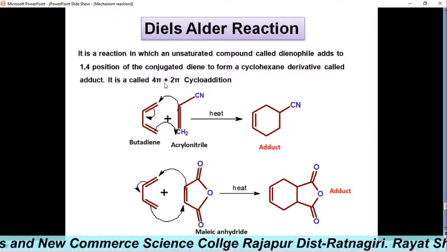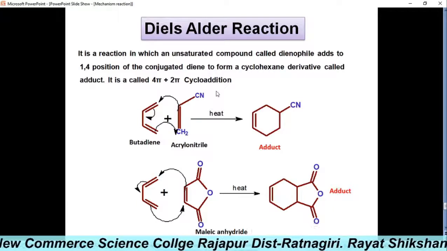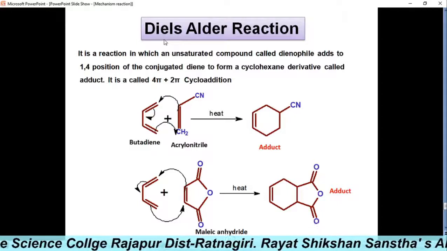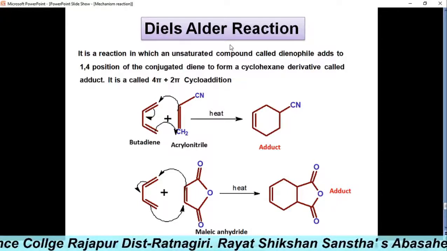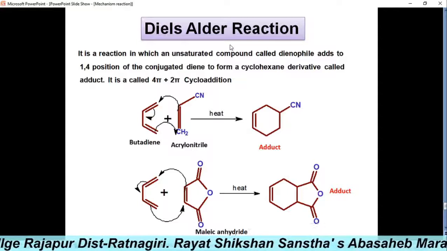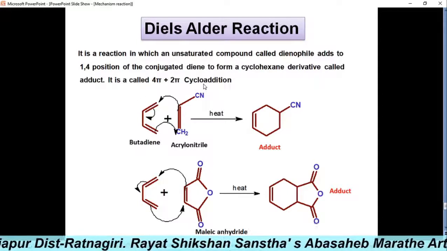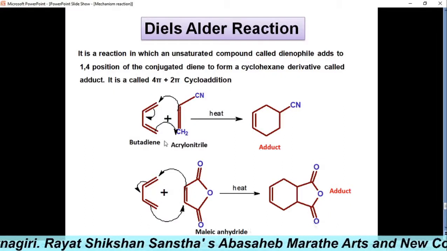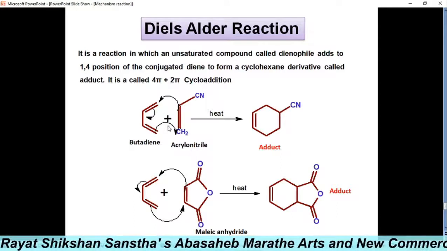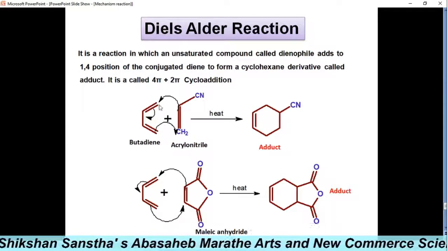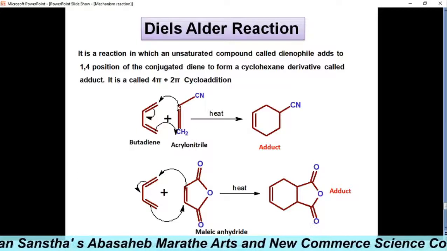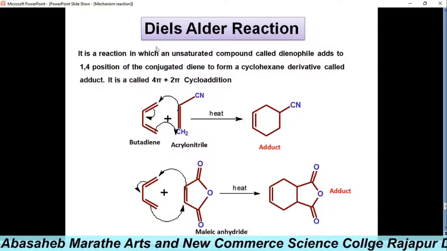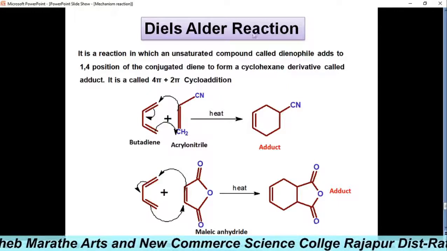Now, a very famous reaction we have seen among the 4 pi plus 2 pi cycloaddition reactions is the Diels-Alder reaction. The Diels-Alder reaction is another name for the 4 pi plus 2 pi cycloaddition reaction. Why is it a 4 pi plus 2 pi cycloaddition reaction? Because this is a 4 pi and this is a 2 pi reaction. So the 4 pi plus 2 pi cycloaddition reaction, another name is the Diels-Alder reaction.